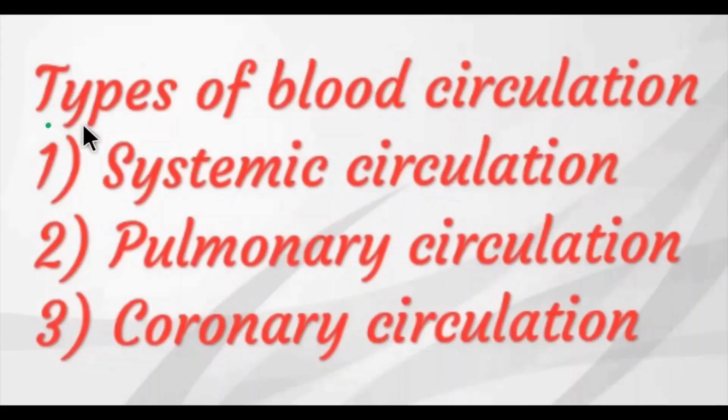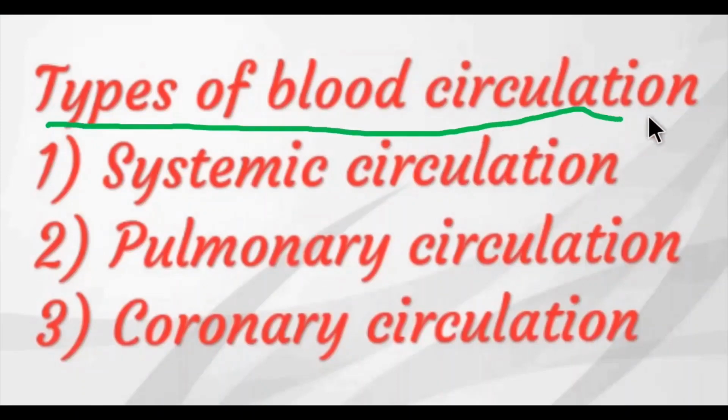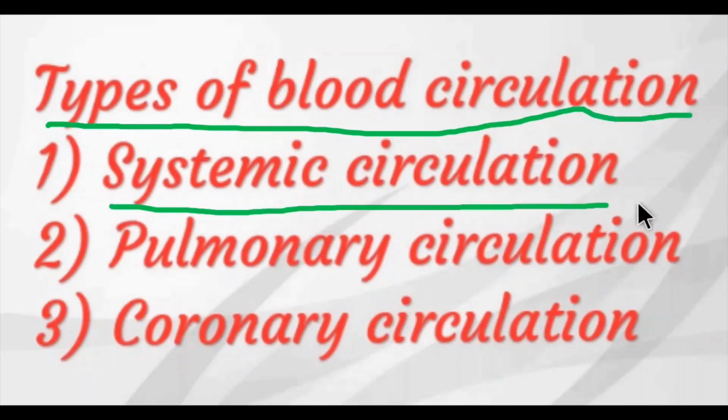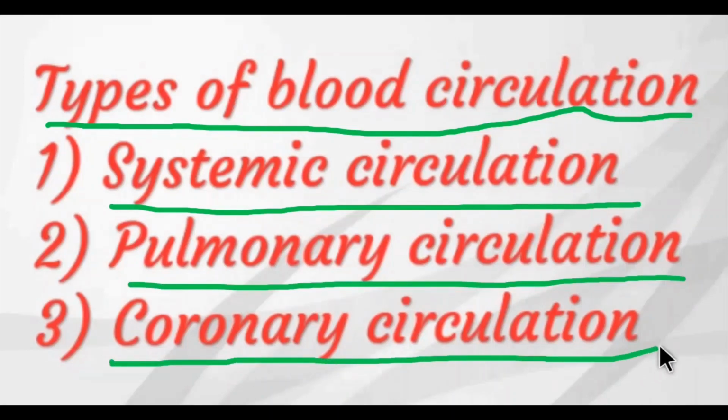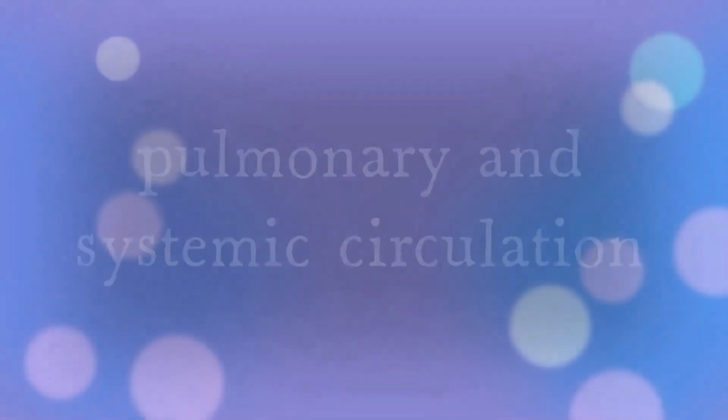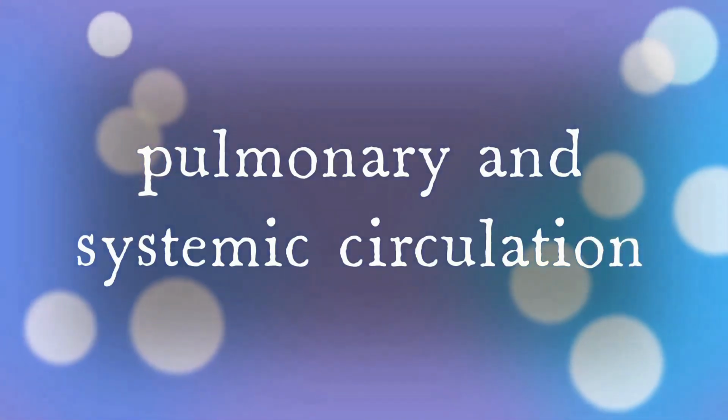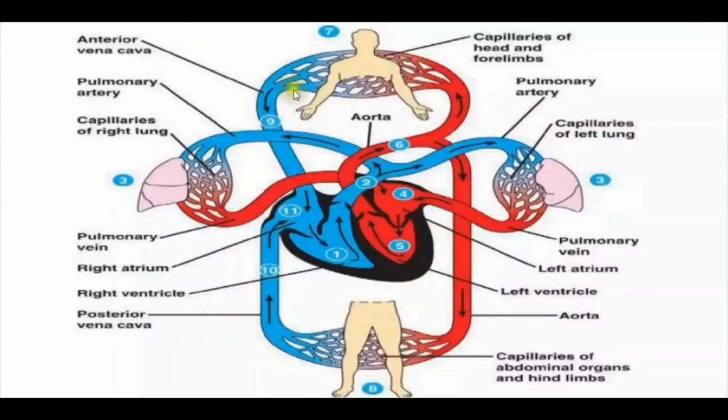Types of blood circulation. There are three types of blood circulation. They are systemic circulation, the pulmonary circulation, and third, coronary circulation. Now, let's see one by one. First, let's see systemic circulation.